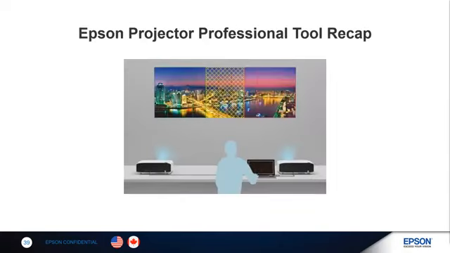Okay, so we saw how the Epson projector professional tool could simplify things like lens control, geometric correction, and really simplify the edge blending, and then it'll do all the other heavy lifting in terms of screen matching and color calibration, and then we'll do a little fine tuning with our black level adjustments, and it also has the ability to scale as well.